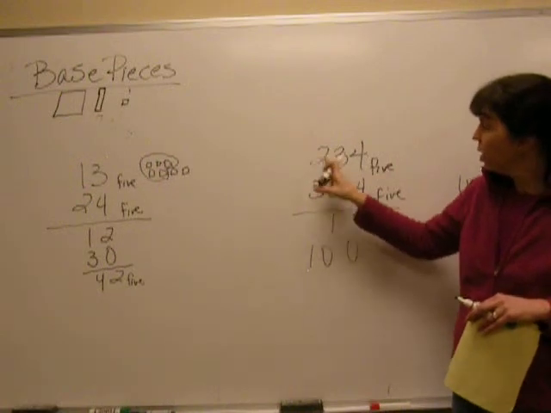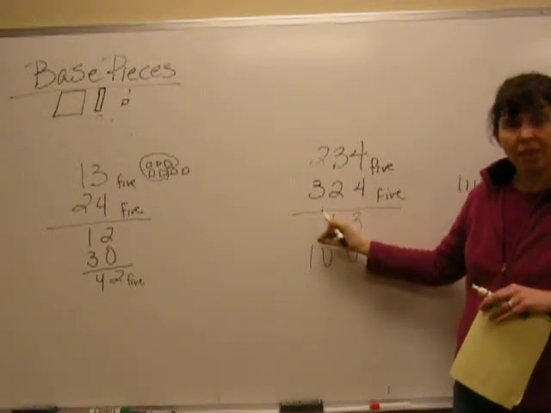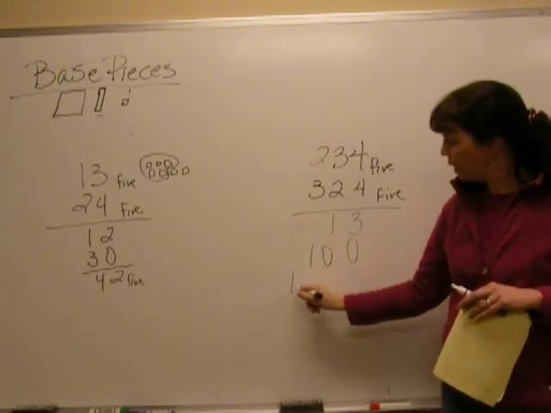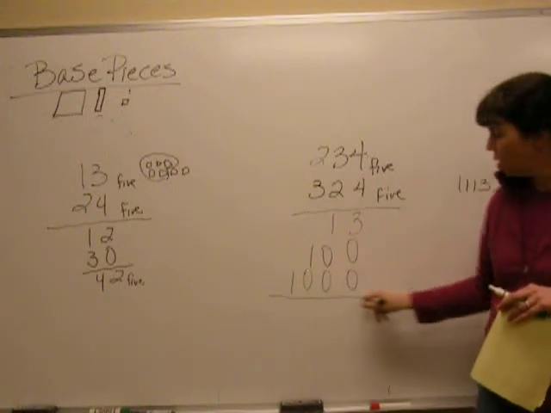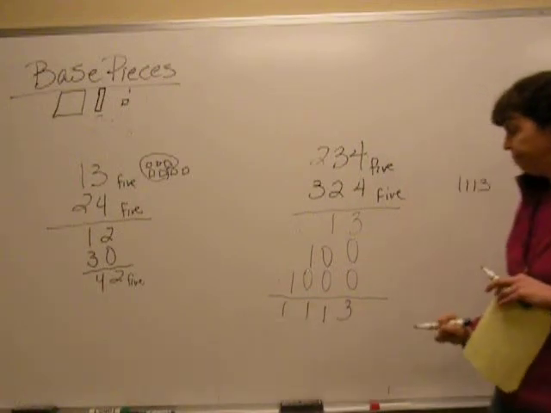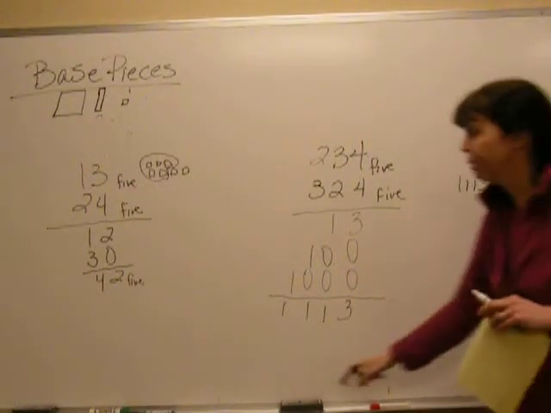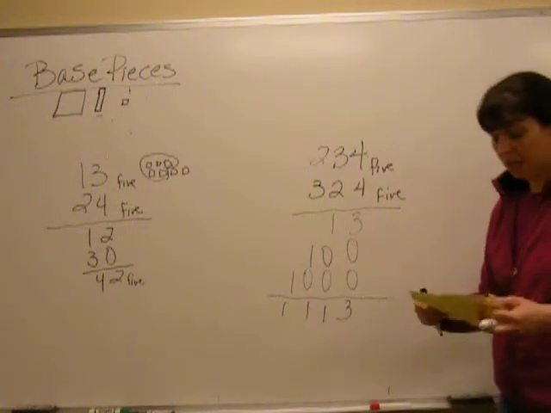Same thing here. These are my flats. I've got a group of 5 of them, which means it's got to go to the next place over, so there'd be 1 in there, no flats, no longs, no units. So we would get 3, 1, 1, 1, just like we did here. Okay, let's see if I can do one more without making that same mistake again.